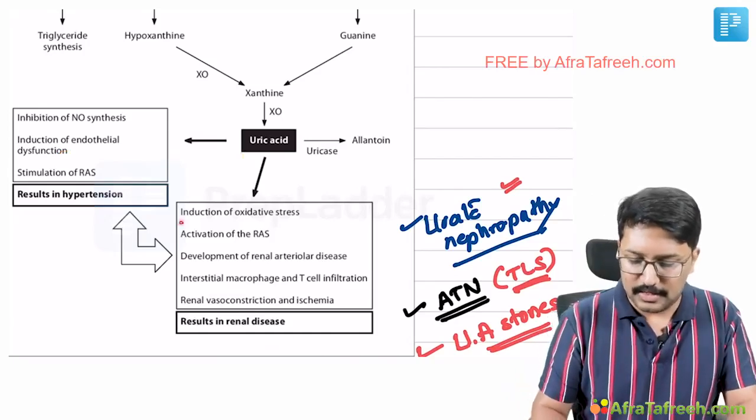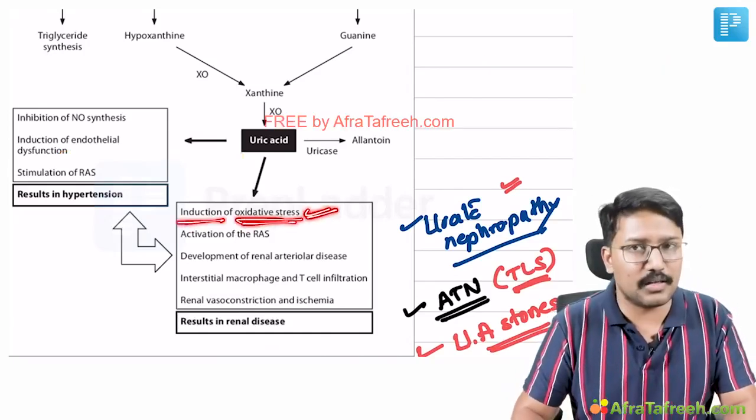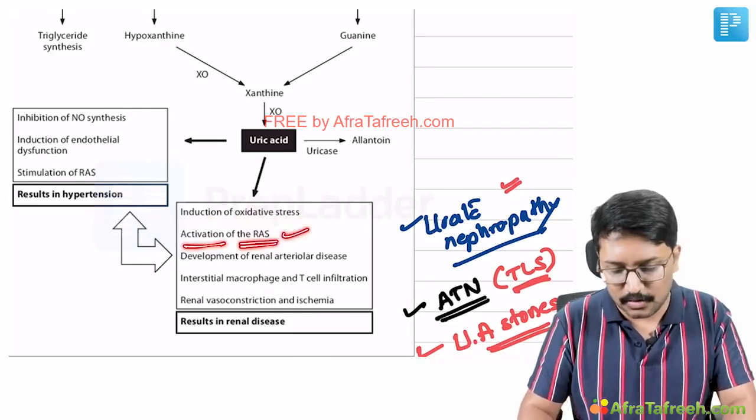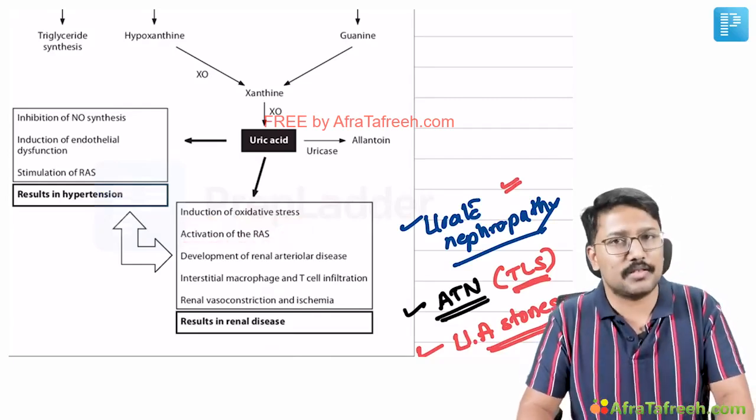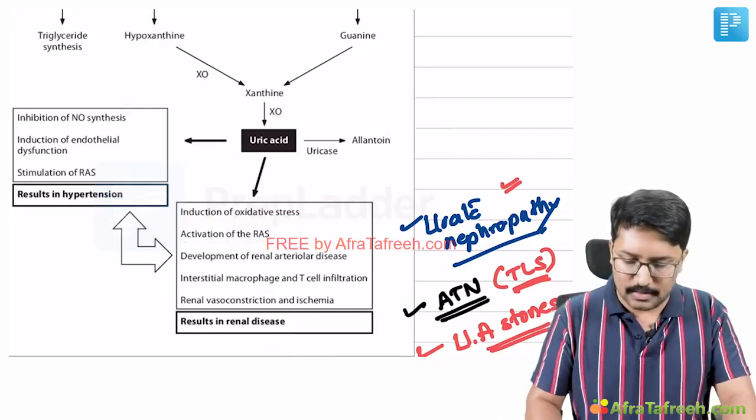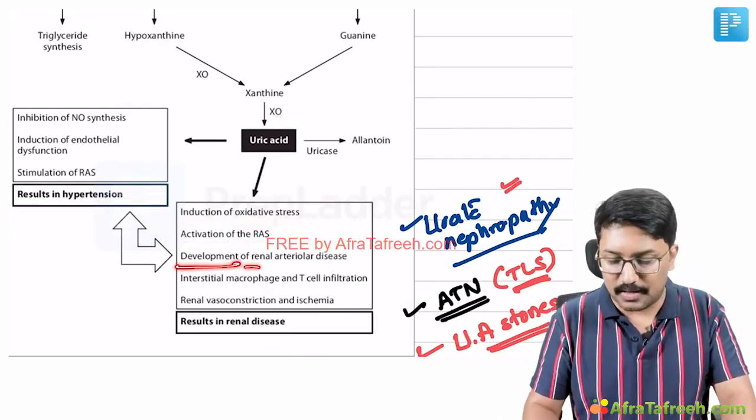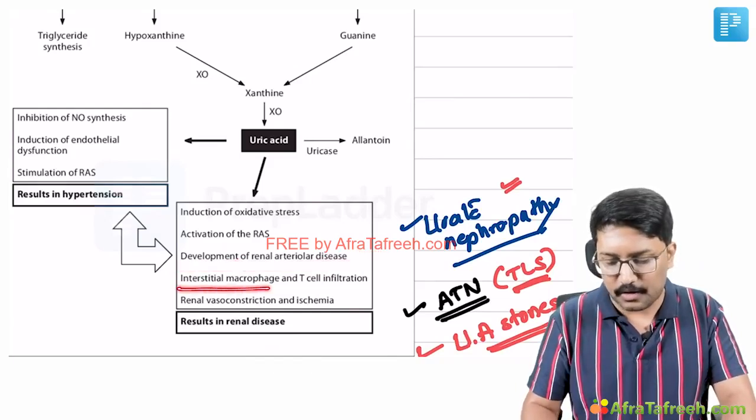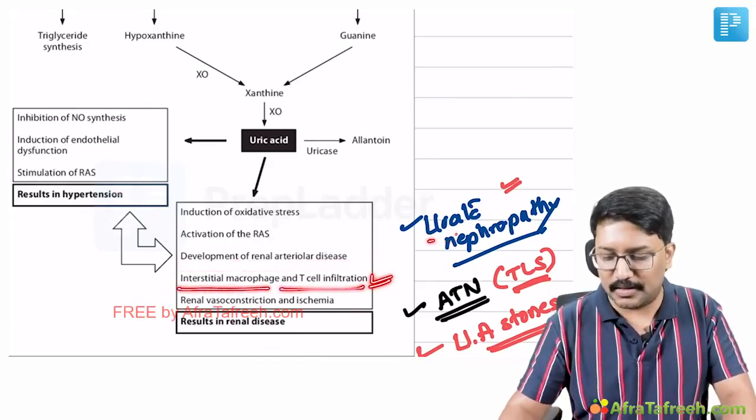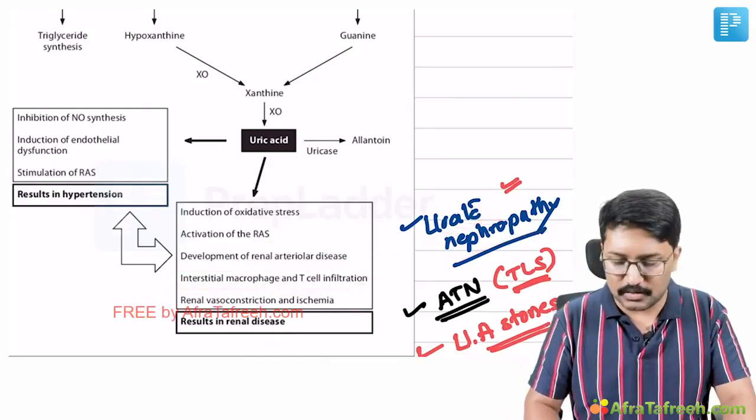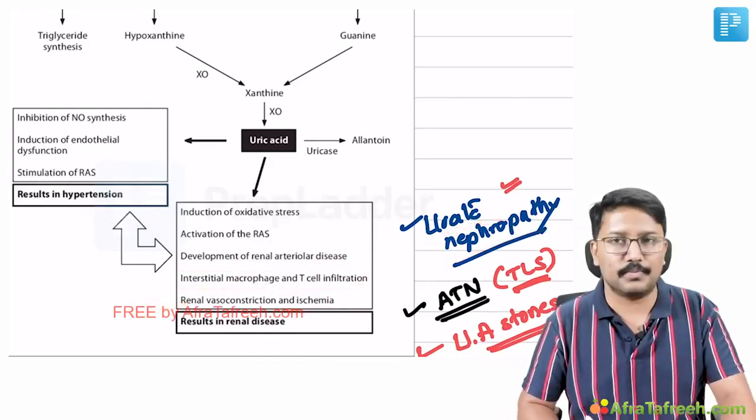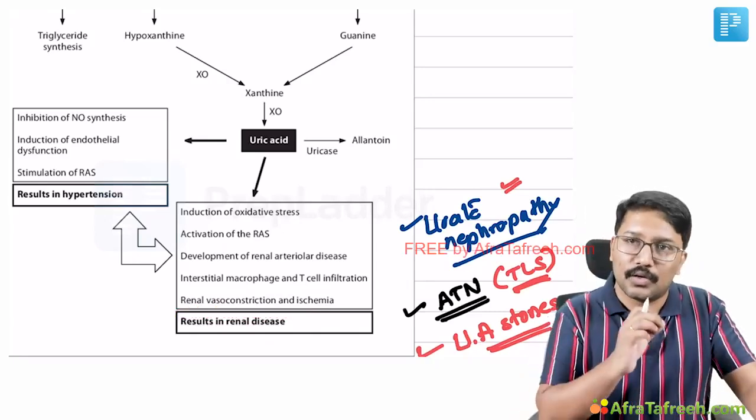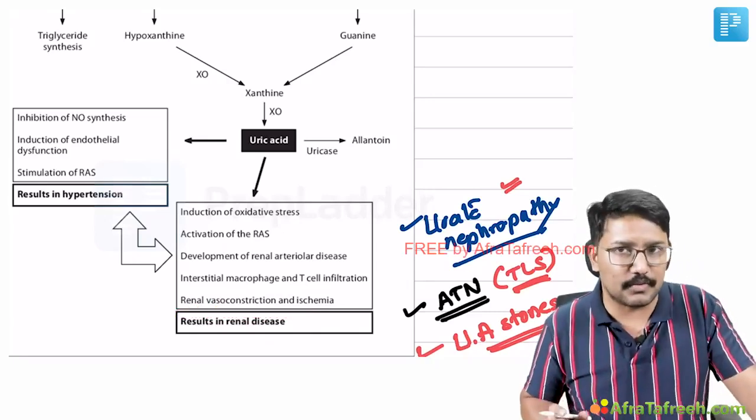These are the renal manifestations, but the renal manifestations are not restricted to only these. Uric acid can induce oxidative stress on the kidney cells. It can activate the renin-angiotensin-aldosterone system. So RAS activation can be done. Then it is also associated with development of renal arteriolar disease. It can also cause interstitial macrophage and T cell infiltration, particularly when there is urate nephropathy. It can cause renal vasoconstriction and ischemia. So there is a risk of renal injury even if there are no gouty manifestations. Clear? That is one end.